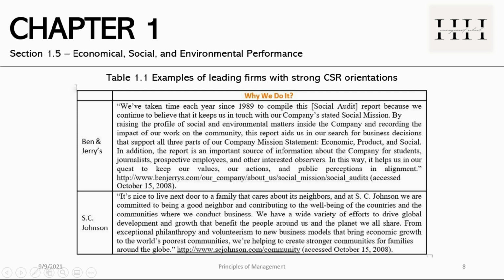Why we do it. Ben & Jerry's: We've taken time each year since 1989 to compile this report, because we continue to believe that it keeps us in touch with our company's stated social mission. By raising the profile of social and environmental matters inside the company, and recording the impact of our work on the community, this report aids us in our search for business decisions that support all three parts of our company mission statement: economic, product, and social. In addition, the report is an important source of information about the company for students, journalists, prospective employees, and other interested observers. In this way, it helps us in our quest to keep our values, our actions, and public perceptions in alignment.